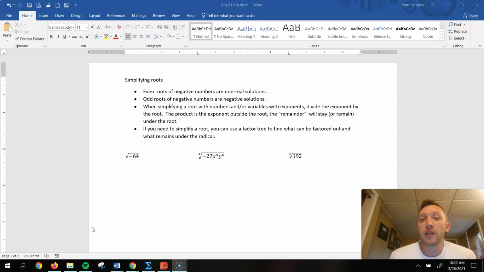And obviously this is covering roots, so we're going to break this down into basically 3 different sections, which I'm guessing are the same sections that you went through in class. The first would be how to simplify roots, then how to add and subtract roots, and then multiplying and dividing roots.